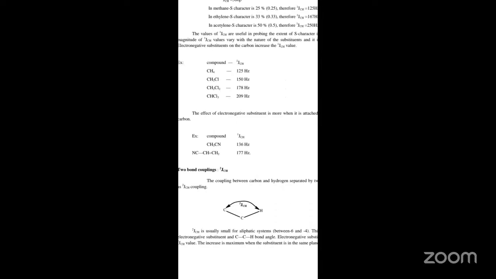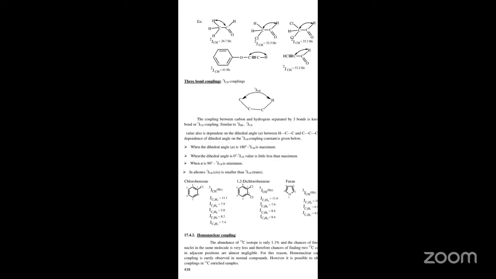Right. So the coupling between carbon and hydrogen separated by two bonds is known as J2CH coupling. That means a two bond separation. Simply, we call it a vicinal coupling here. On the same carbon, we call it a geminal coupling. And then three bond coupling, where the coupling atoms are separated by two more atoms in between the coupling groups.